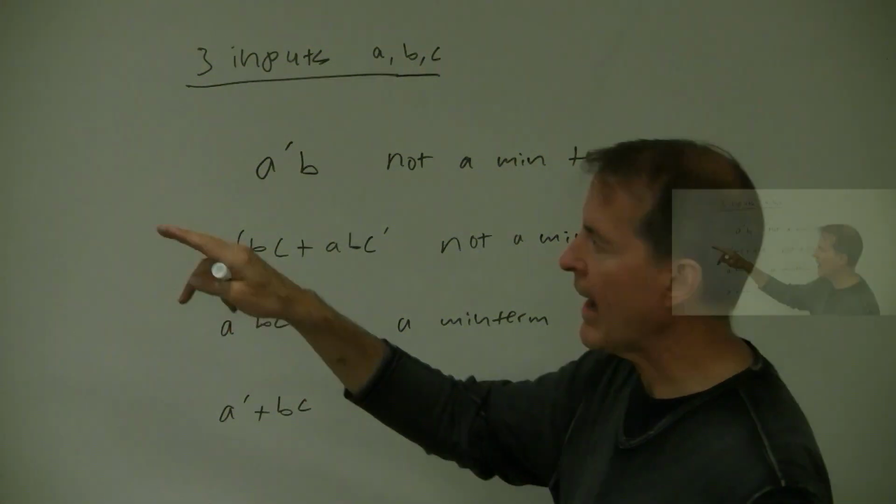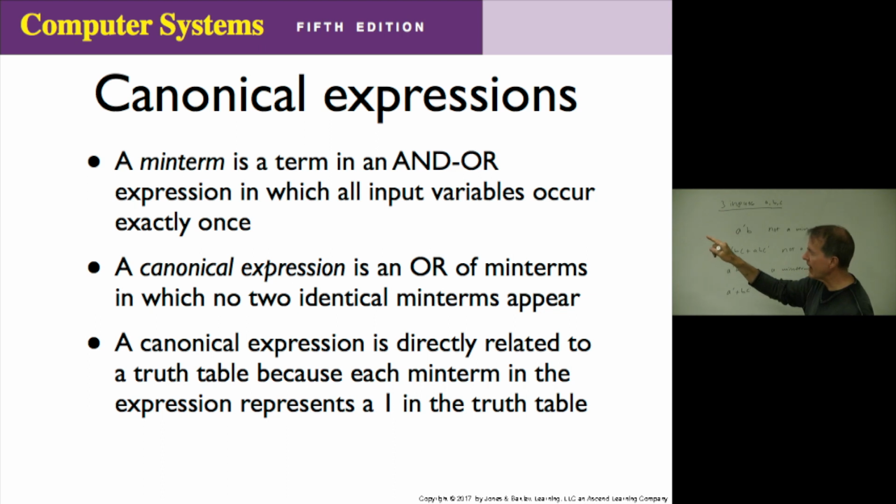Because it has to be an and. It's a single term in an and-or. This is not a minterm. This is the minterm. It's a single term. Actually, this is not even an or of two minterms. Well, why not? This one's not a minterm, because it has an or in it, because it doesn't have all of them.